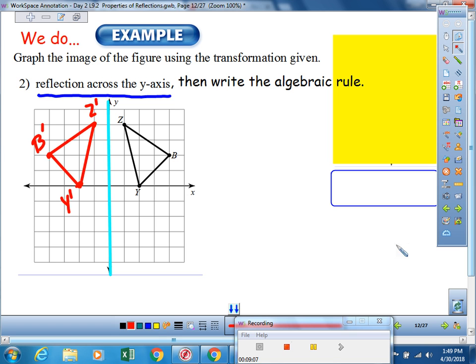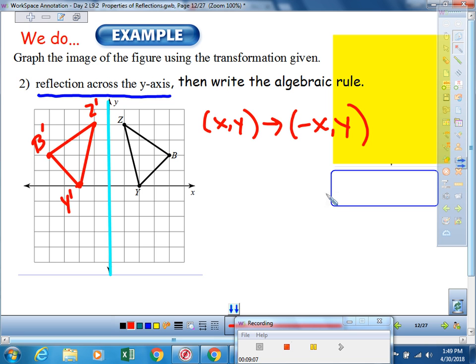We forgot to write the algebraic rule. So you would say (x, y) becomes, which axis do we go over? The y, so the y is left alone, the x is negative. Okay, so whichever one you're going over, that's what I was going to do. I was going to show you why.